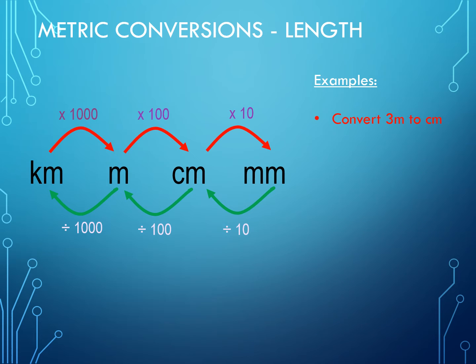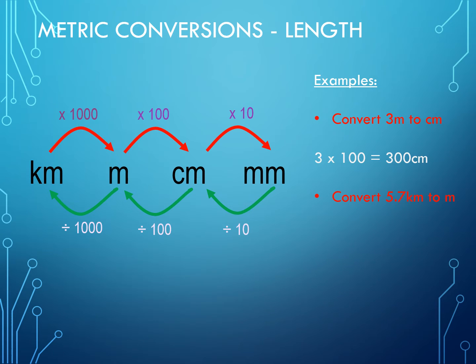Okay, so here we have convert 3 meters to centimeters. So we start off with where 3 meters is, and we're converting it into centimeters. Make sure you understand which way you're following the arrow. So from meter to centimeter is obviously going to be the red arrow along the top. Therefore, we'd have to multiply it by 100. So our answer should be 3 times 100 equals 300 centimeters. Right? Okay, let's do another one.